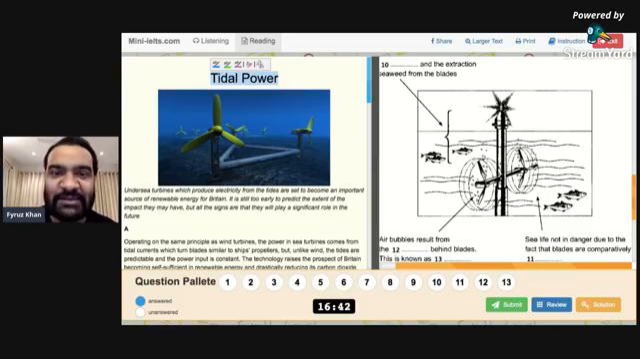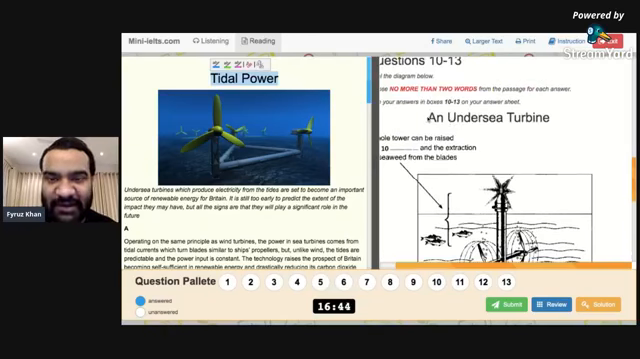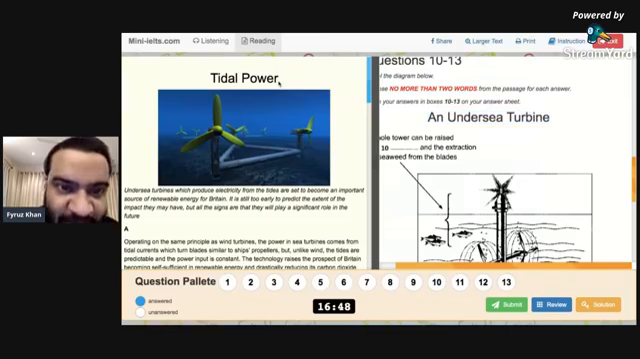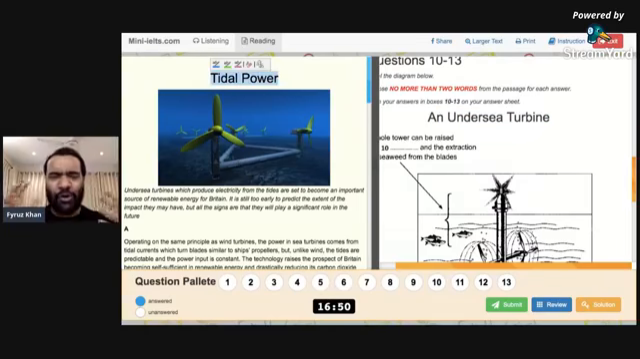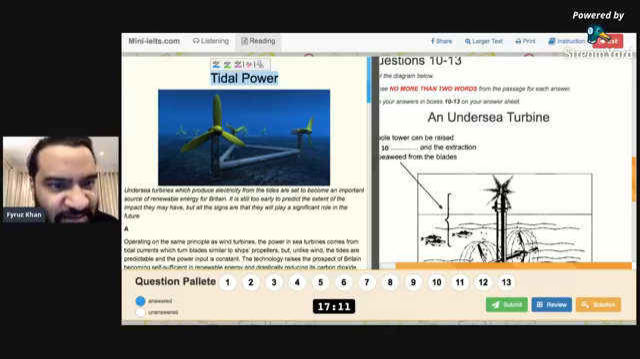So the first thing that I do is I would look at the headings. An undersea turbine. When you get a reading passage, look at the heading: tidal power. Oh, it is probably about hydroelectricity, how electricity is produced in seas and oceans. It may be about the good things, the bad things. It can be about the technology required. It can be about how sea life is affected by these kinds of things.